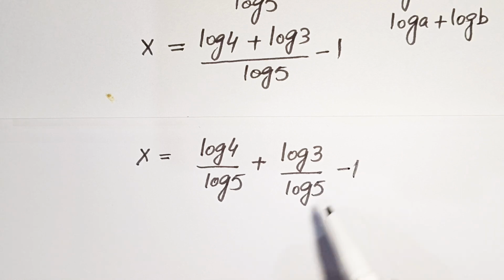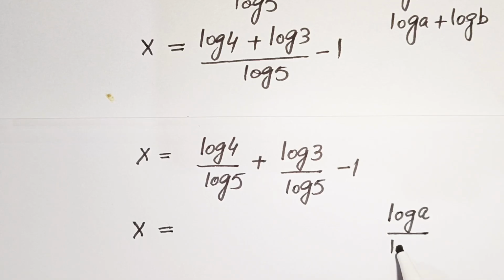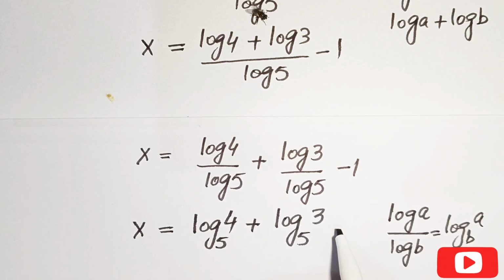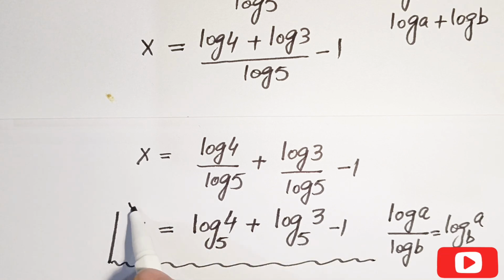So now x is equal to, here we use the logarithm law that log a divided by log b is equal to log a to base b. So now here log 4 to base 5, plus log 3 to base 5, and minus 1. So it is our value of x that we have just found out.